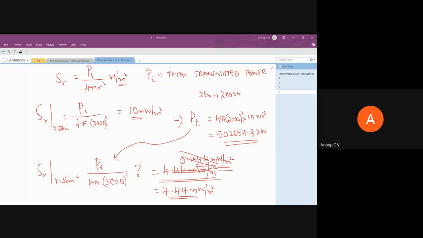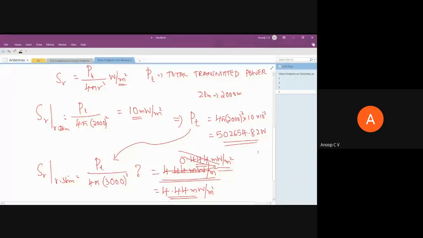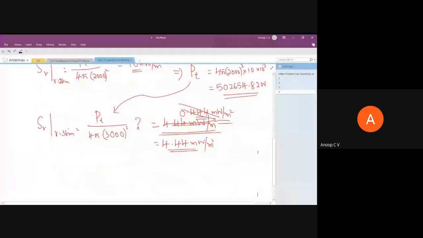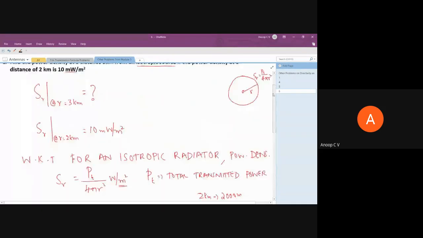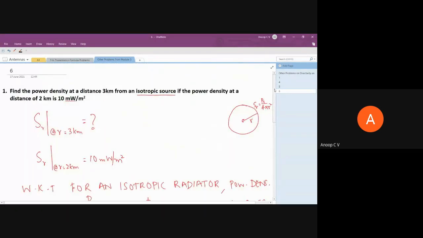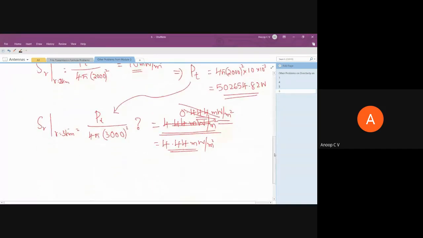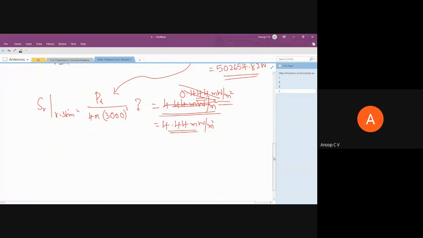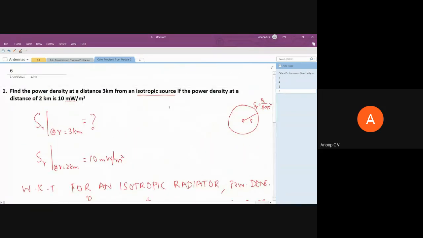So this problem was intended to give you an idea of what an isotropic radiator is, and how power drops as distance increases, or how power density drops as distance increases from an isotropic radiator. That was the question. The power density at 2 kilometers was given. From that you found the total power. Then using the total power, we found the power density at 3 kilometers. That's it.